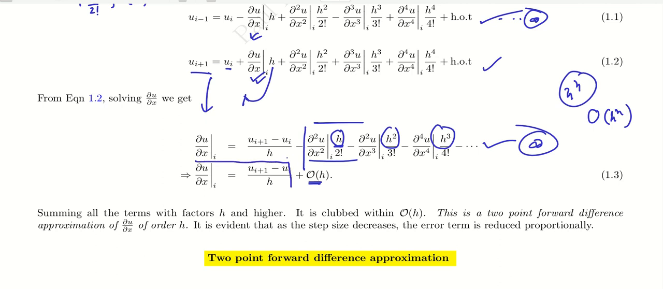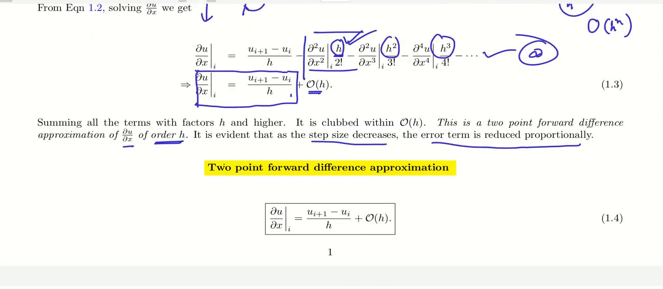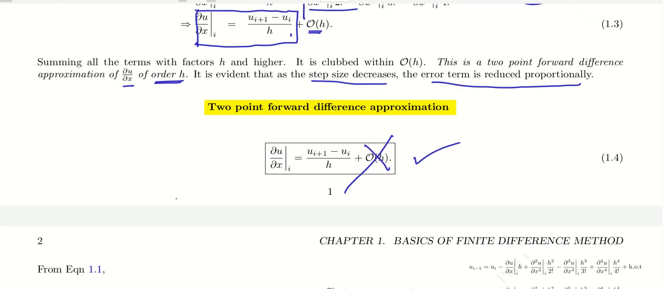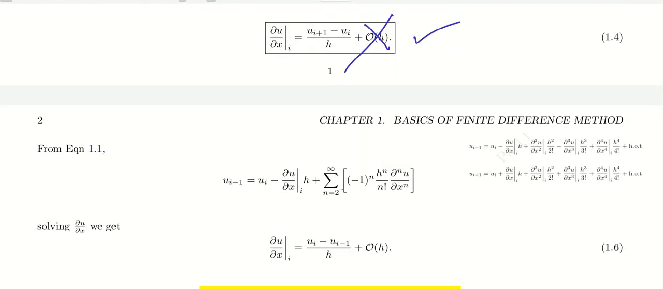This is a 2 point formula. If we consider only this part, then it is called the first order 2 point forward difference approximation of the first order derivative, of order h, that means first order approximation. It is clearly evident from this expression that if the step size decreases, the error term is reduced proportionally, and therefore the 2 point forward difference approximation can be written as u i plus 1 minus u i divided by h, and we are neglecting this term while implementing in a computer or on paper while doing numerical calculation. That should be borne in mind.